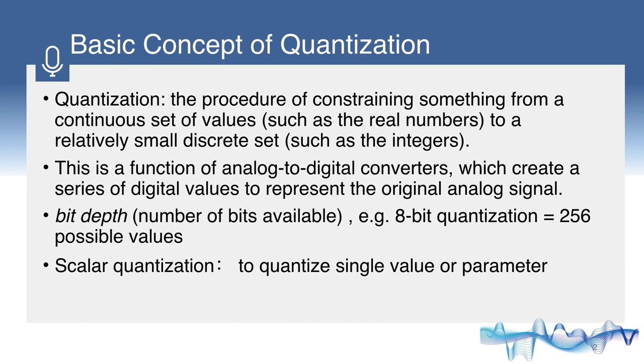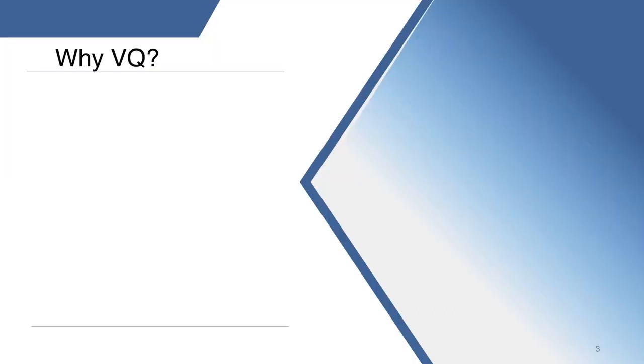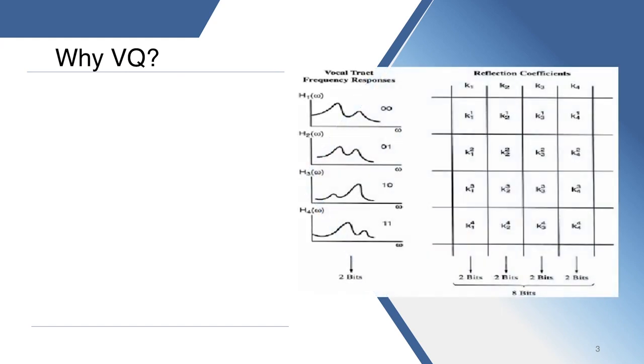Scalar quantization is to quantize a single value or parameter. Vector quantization is to quantize a series of values or parameters. Why do we use the vector quantization VQ method? In traditional signal coding with scalar quantization, the signal is first transformed into a sequence of parameters through a certain mapping of transformation, and then scalar quantization coding is performed one by one.